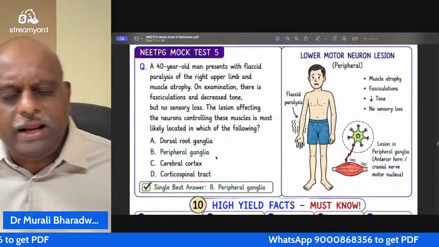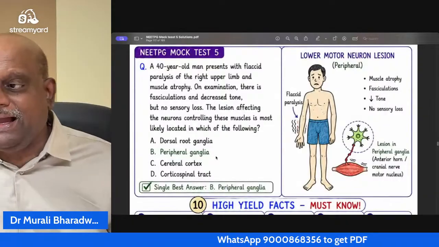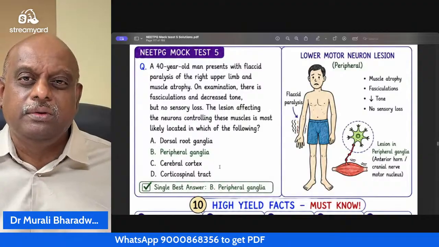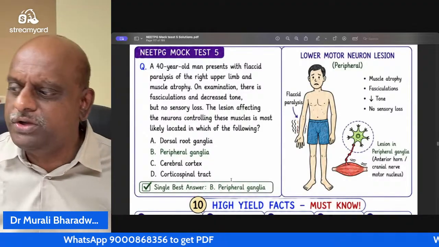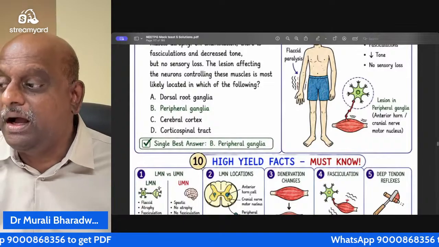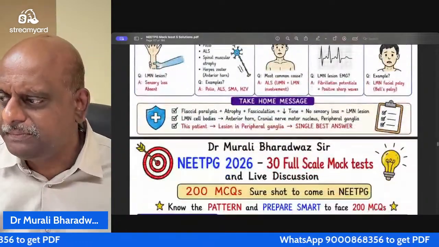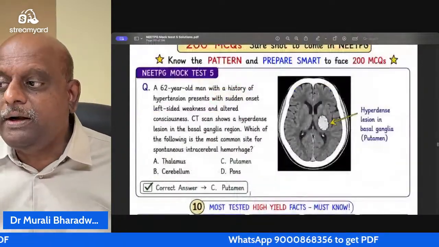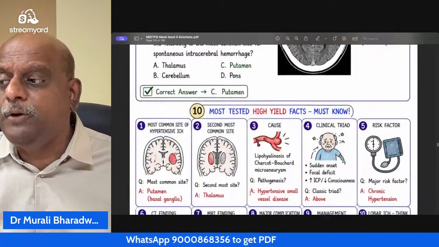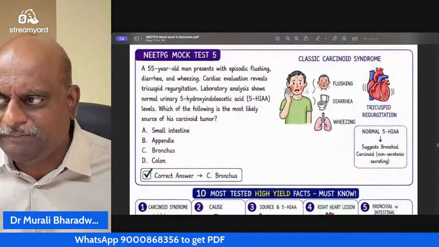So whenever fasciculations are there, areflexia, that is equivalent to lower motor neuron, which is typically seen whenever peripheral nerves are involved, flaccid paralysis. Spontaneous intracerebral hemorrhage, most common site is the putamen, is what you need to remember.